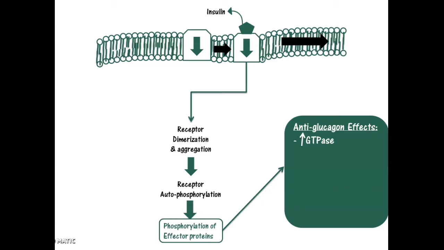This is the pathway that insulin needs to be on in order to store the glucose present inside the blood, inside the liver in the form of glycogen. The second role of effector proteins is the increase of phosphodiesterase.